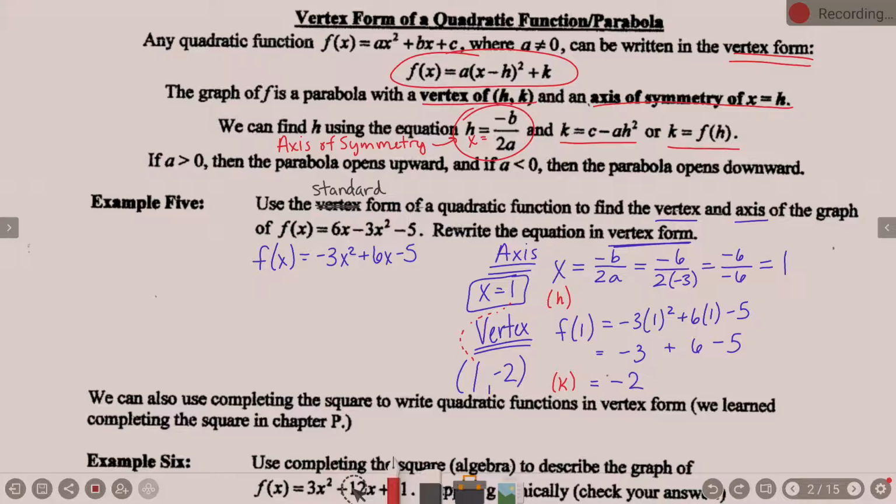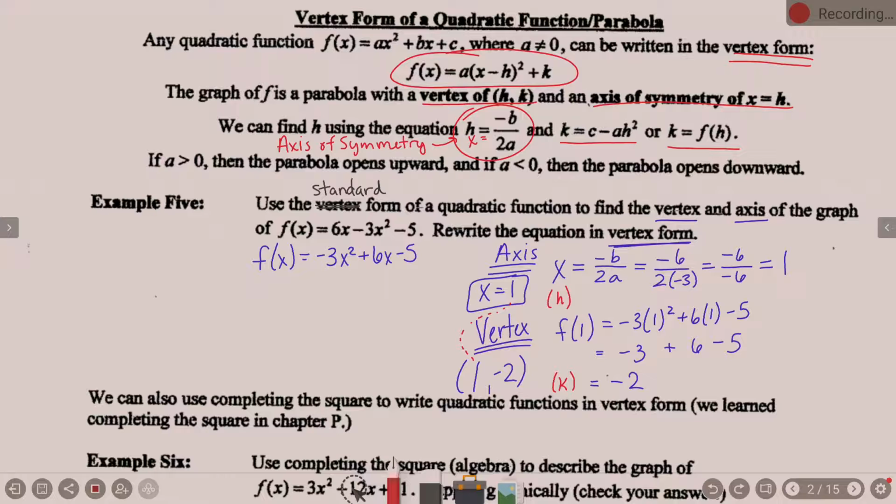I don't know, did anyone try the other k? Did it work out for you? Okay, and that's your choice, right? Pick and choose. Do you like that other formula, or would you rather just plug it in? It doesn't matter to me. Okay, so we found our axis, we found our vertex.